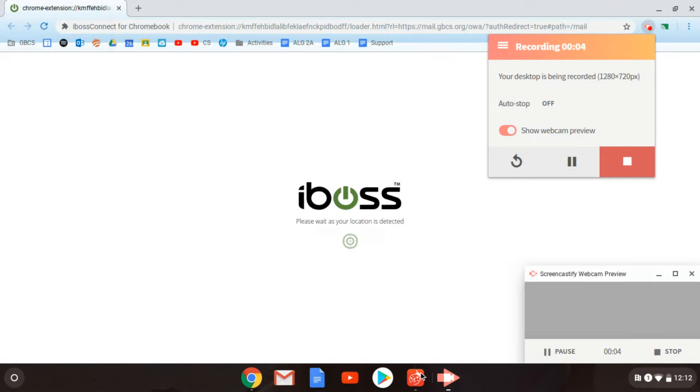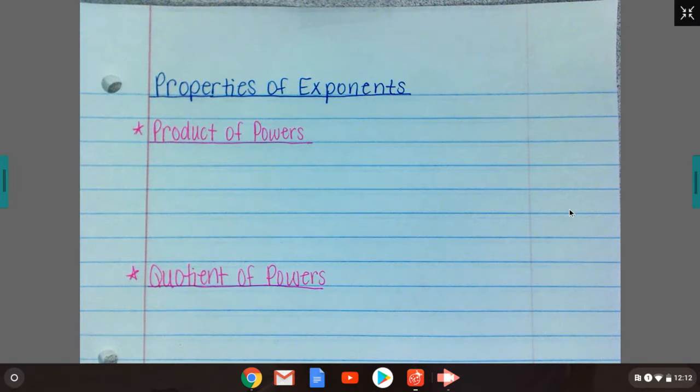We're going to walk through our notes on properties of exponents. There are 6 properties that we're going to talk about today, and they all deal with exponents, or in the case of the properties, we're titling them with the word powers. Powers and exponents in this case are one and the same.